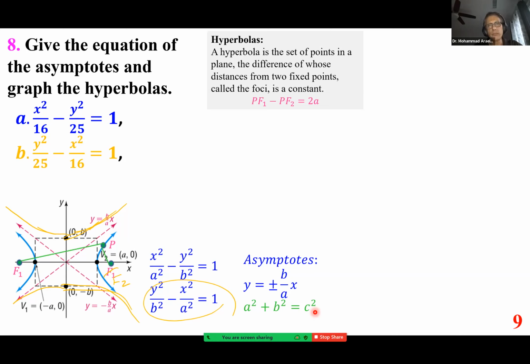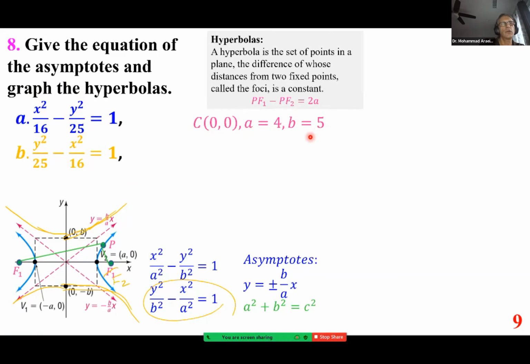So let's go to this one. The center is at (0, 0), the same as here. And in both cases, a, what's under x squared, take a root, becomes 4. b, what's under y squared, 25, take a root, is 5. So in both cases, this works: the center, a, and b.